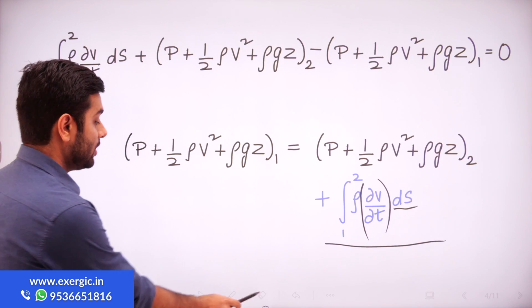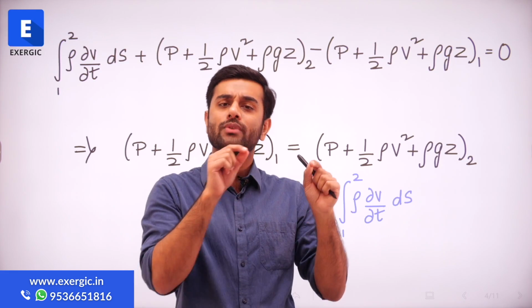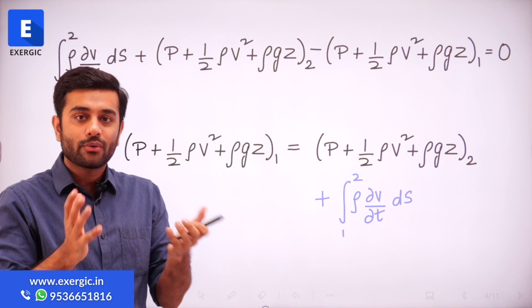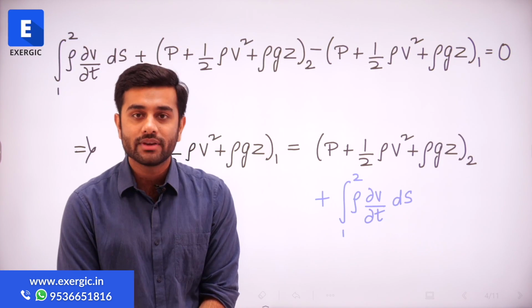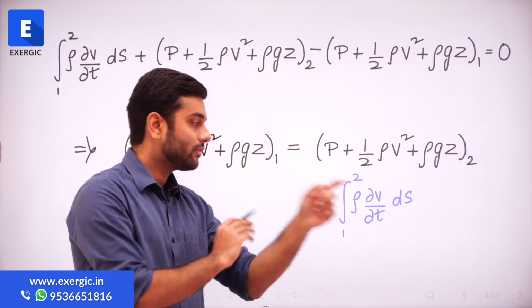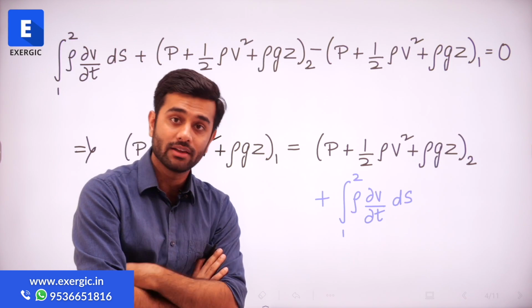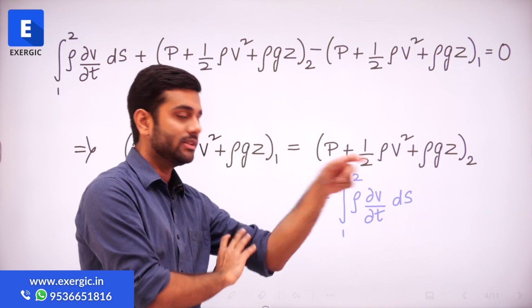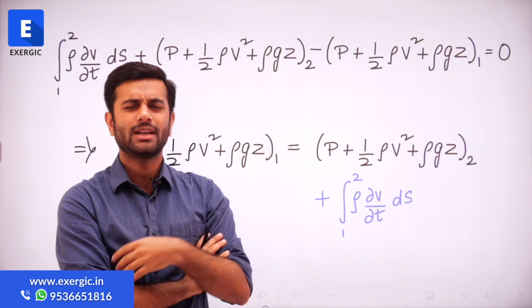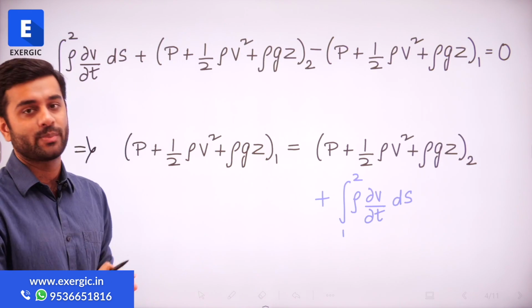That is why you will have to look at the question. What question has been given to you? What situation has been given to you? Maybe the question will give you some expression of v with respect to t, using which you can find the value of dv by dt. And it will give you the length of the streamline, so you can integrate it with respect to ds from 1 to 2. It totally depends upon what the question is asking you. Maybe it will only ask you this expression.